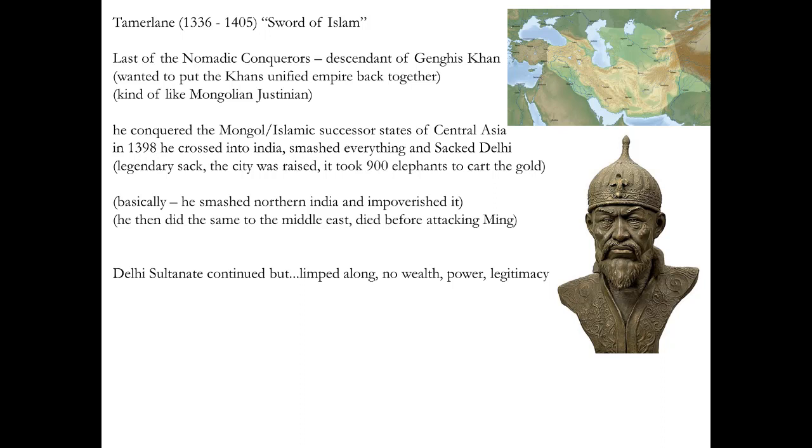So the history of it is hard to find, of what happened, who did what, because so much of it is legendary. The city is destroyed. The capital of the Delhi Sultanate is obliterated. It took 900 elephants to cart the gold away. There's also a story that it took 9 months to cart the gold away. Basically, he smashed northern India and he impoverished it for a century or so. He did the same to the Middle East. And he died on his way to attack the Ming.